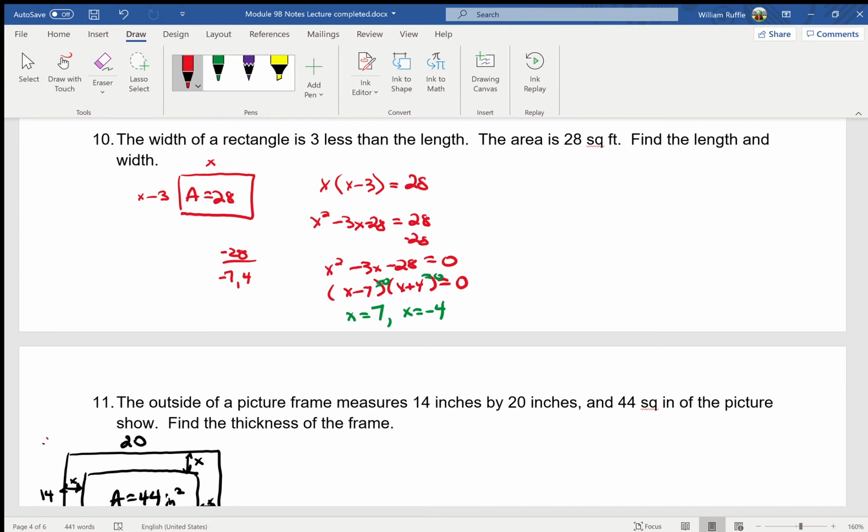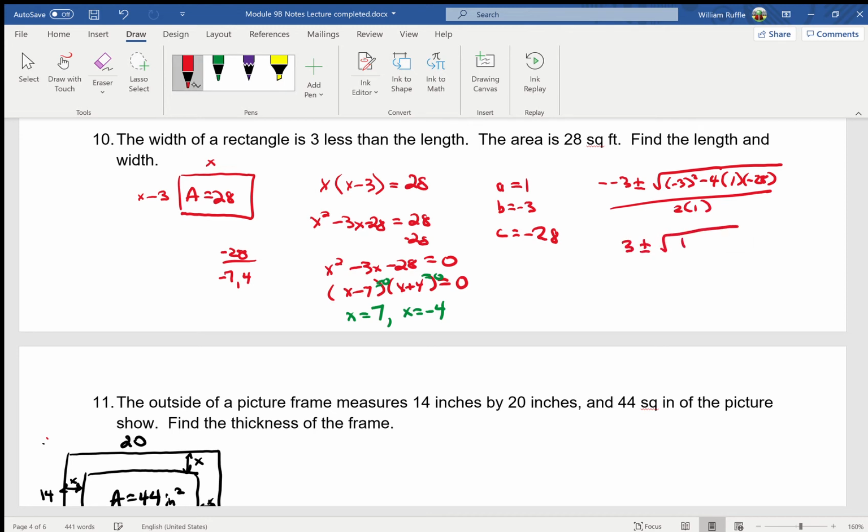Now, we are in the quadratic formula. So, in this case, a is equal to 1, b is equal to negative 3, and c is equal to negative 28. So when I type this in, it's negative b, so that's negative negative 3 plus or minus the square root of negative 3 squared minus 4 times 1 times negative 28, all over 2 times 1. Now, negative negative 3 is 3 plus or minus.